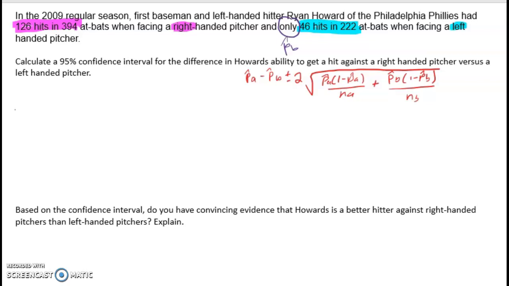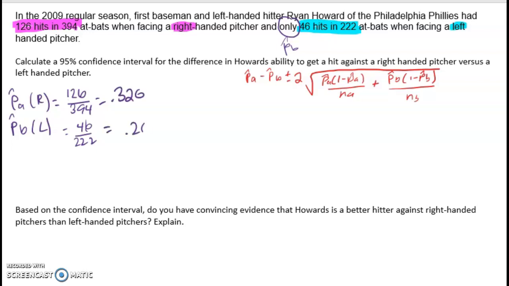So I'm going to choose right-handed pitchers to be p-hat of A, and p-hat of B to be left-handed pitchers. So for right, I'm going to get 126 successes out of 394. And for my left-handed pitchers, he had 46 successes in 222. So proportion A, one more time, is 0.320, and proportion B is 0.207.